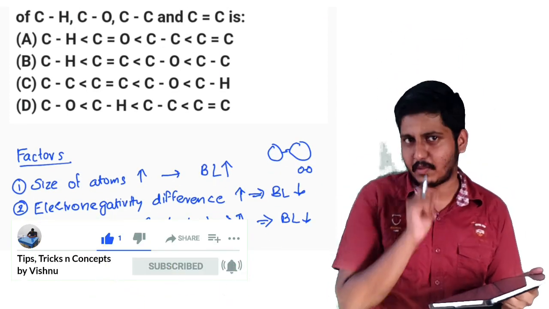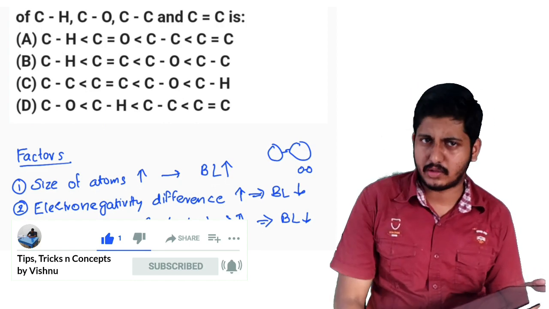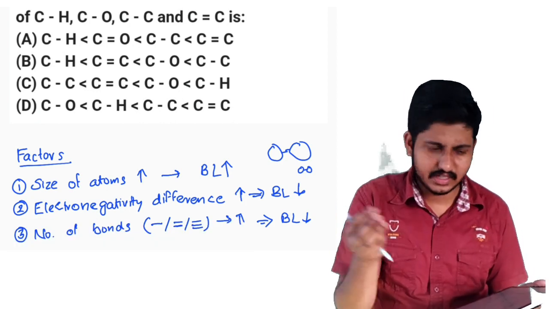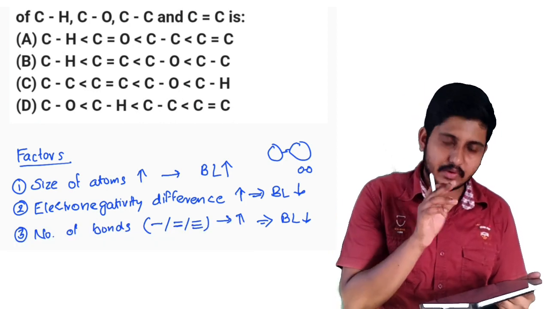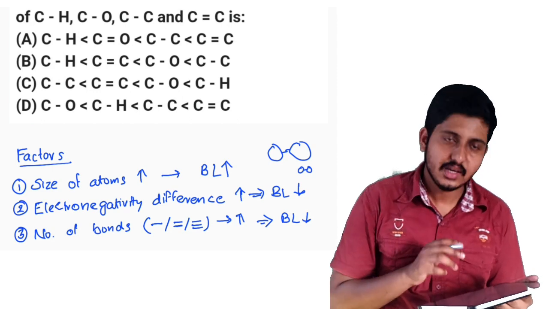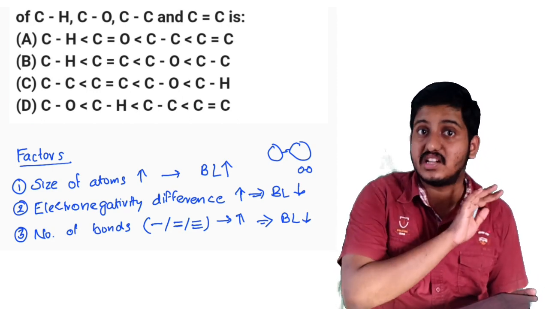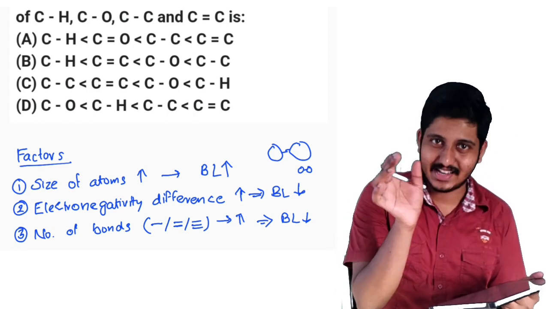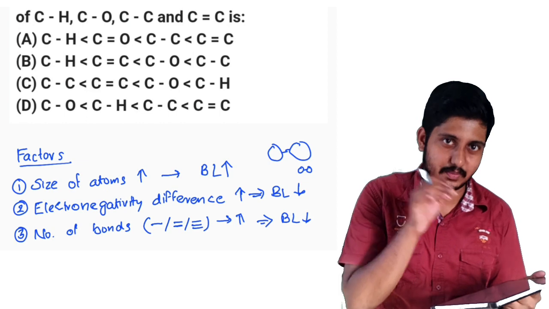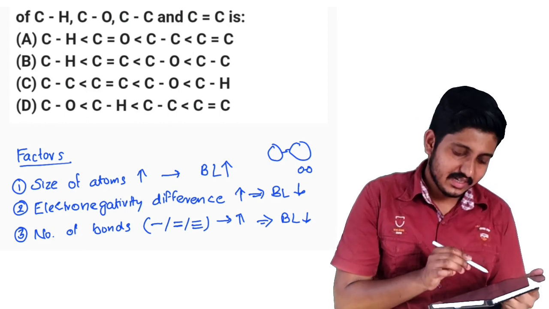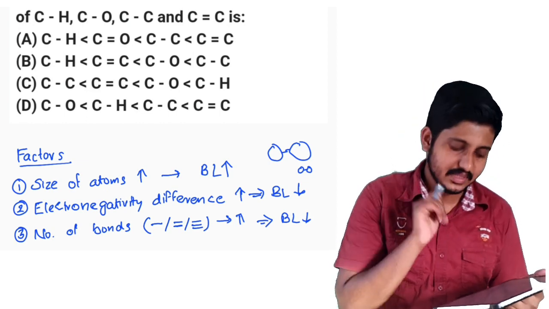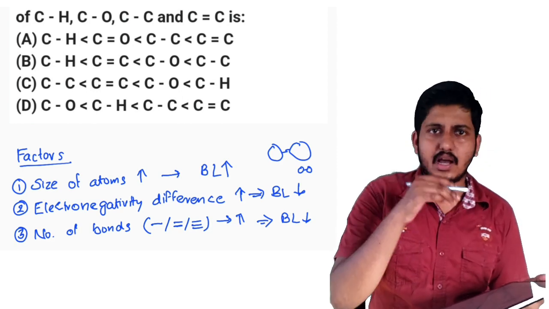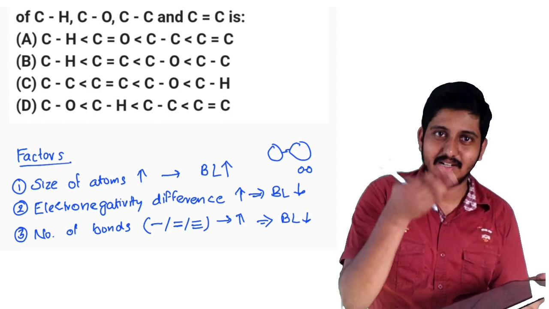So here in these types of questions, we have to consider three important points, that is, the factors affecting the bond length. There are many important factors, but in most of the questions we have to consider just three main factors. Without these three factors, you must never answer the questions. Firstly, the size of atoms and the difference between the size of the atoms, then the electronegativity difference between these atoms, and then the number of bonds involved.